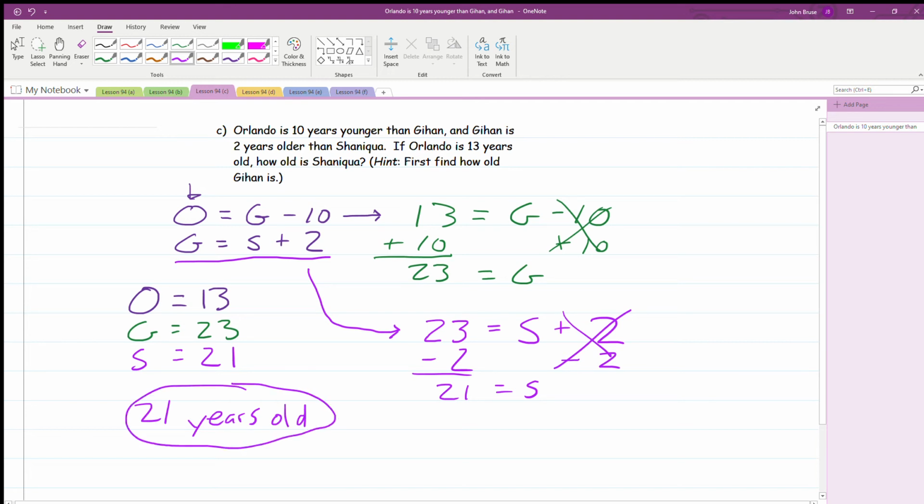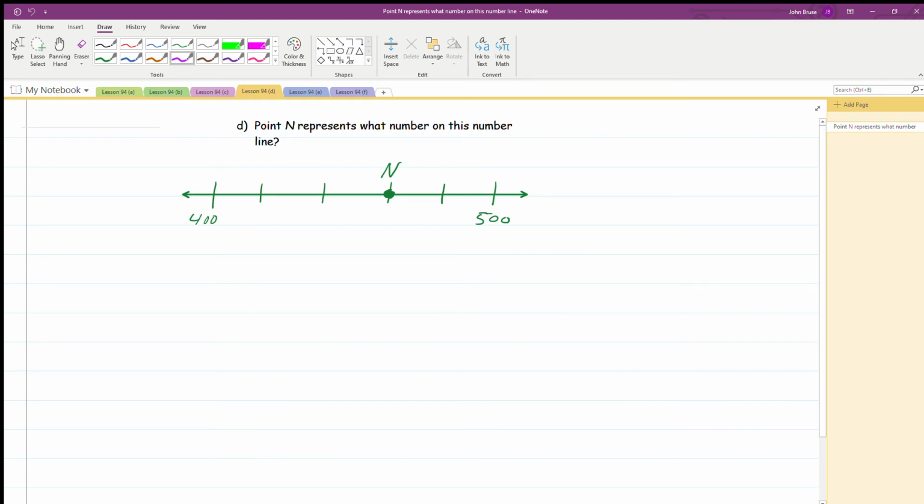I like these multi-part word problems. They're like little puzzles. Okay, let's go ahead and go to D. Point N represents what number on this number line? Okay, well, we know that 400 is here and 500 is here, and we've got 5 jumps. So what can we count by to get from 400 to 500 in 5 jumps? Well, I think it's going to be 20s. So let's see if that works.